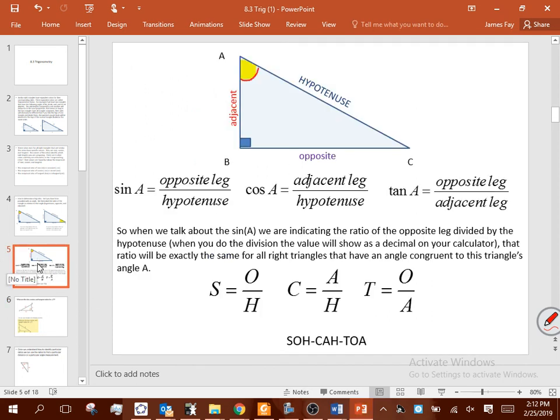Something I didn't mention: when I see sine, cosine, and tangent written that way, S-I-N, we don't read it "sin A." We don't read it "cos A." We don't read it "tan A." Does that make sense?